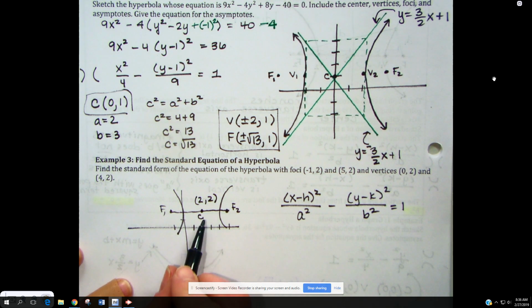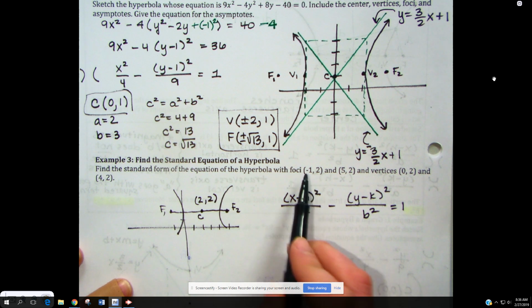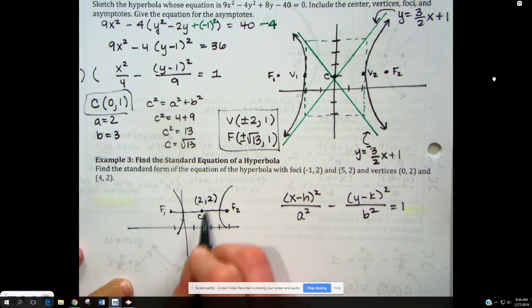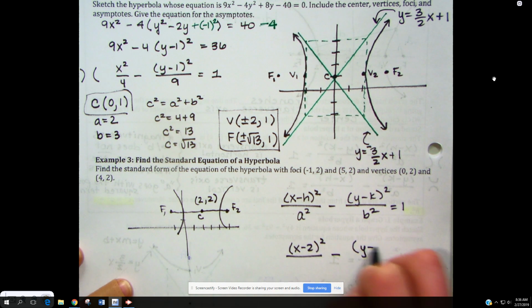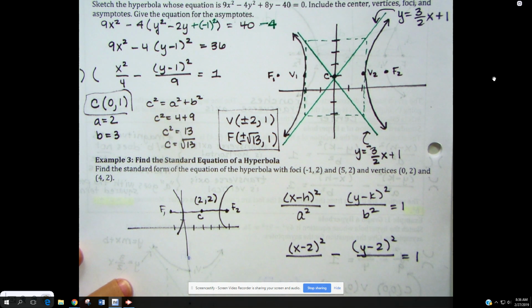I've just found my center by computing the foci, right? So, by finding the midpoint of the foci. So I have x minus 2 squared. I've got y minus 2 quantity squared and equal to 1. The foci themselves, right, their distance from center to foci, this is going to give me my c value. So my c is 3.